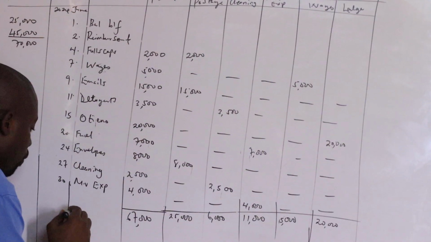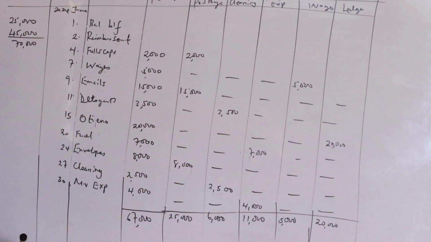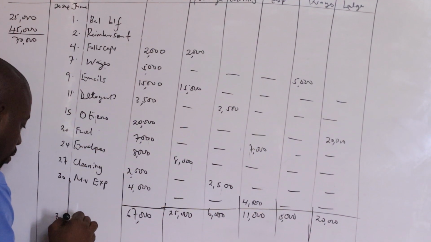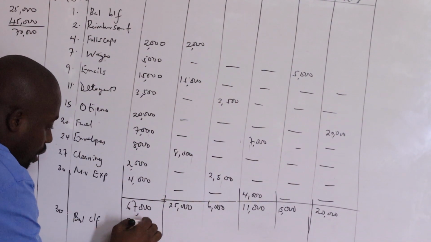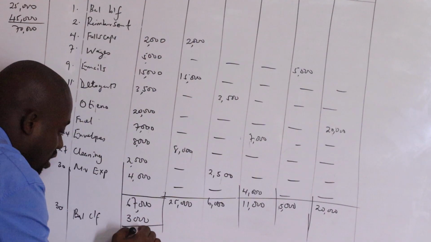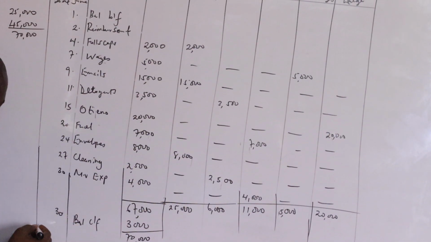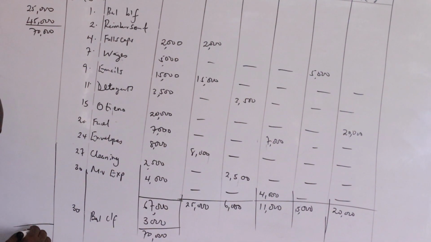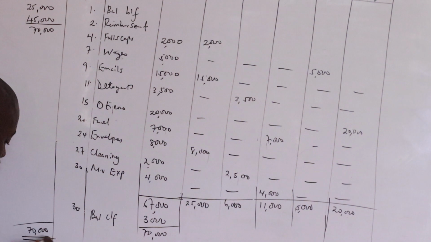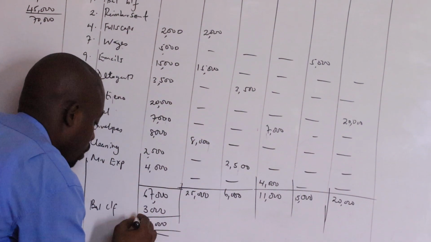So the balance carried forward on the last day of the month, June ends on the 30th. Balance carried forward is 3,000. So now the two are the same, 70,000. This side is 70,000. So we put it on that point.